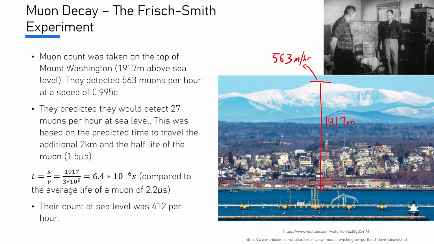Based on the math for the half-life of the muon, they predicted that they should be able to detect 27 muons per hour if they repeated the experiment at sea level. What they found, however, was that when they went to Cambridge in Massachusetts, which is in Boston, quite close to Mount Washington, and repeated the experiment, they didn't detect 27 muons per hour. They instead detected 412 muons per hour. So the question becomes, why did so few of these muons decay?